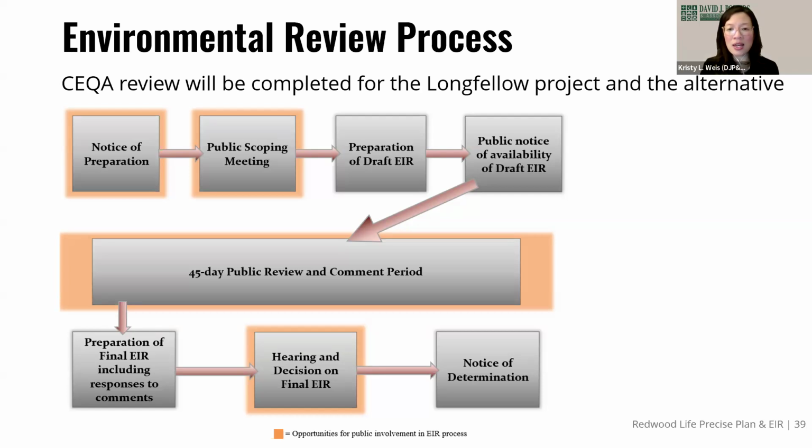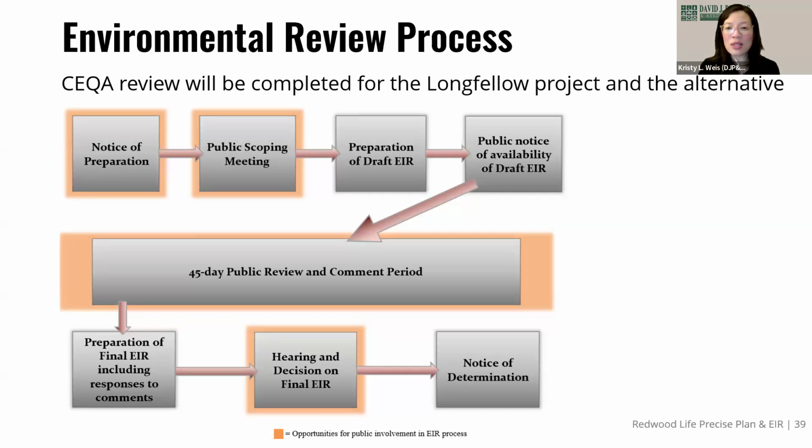On the right of the slide are the steps in the EIR process, beginning with the notice of preparation at the top left, which will be prepared once the project alternative is created. The orange highlighted steps are where opportunities for public involvement are solicited. The notice of preparation is a notice published by the city stating that an EIR will be prepared for the project and solicit feedback on the scope of the environmental review.